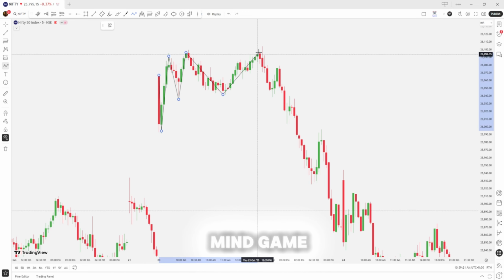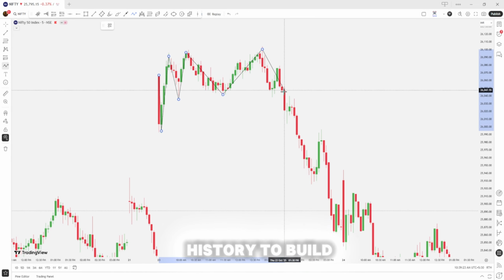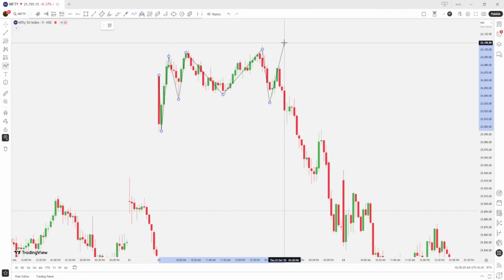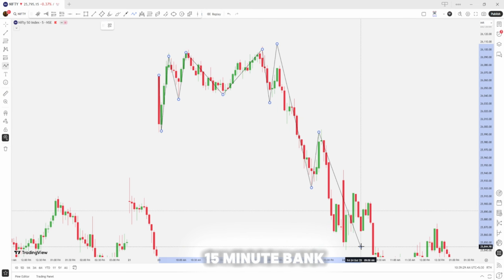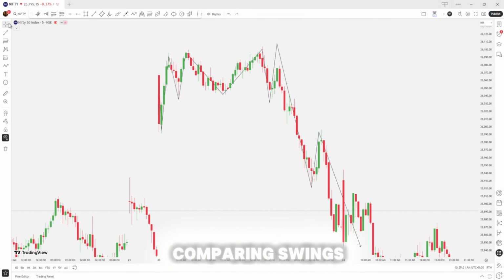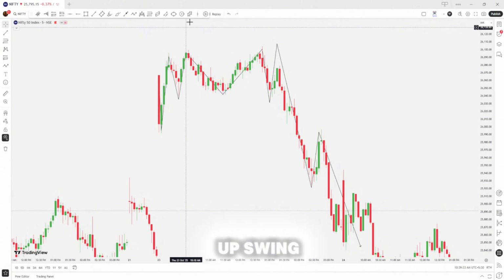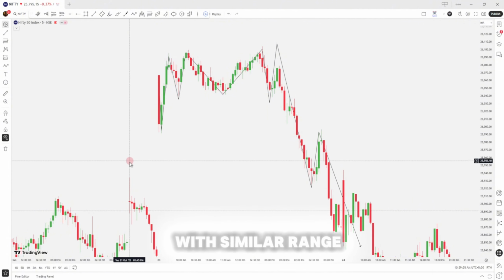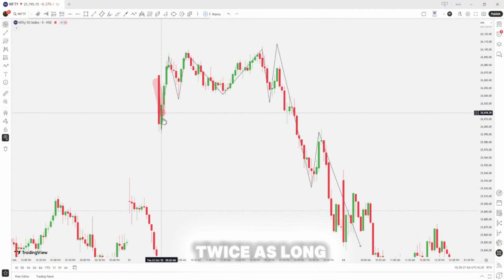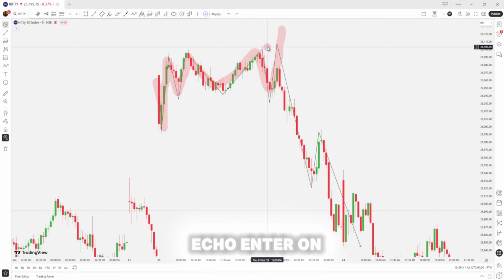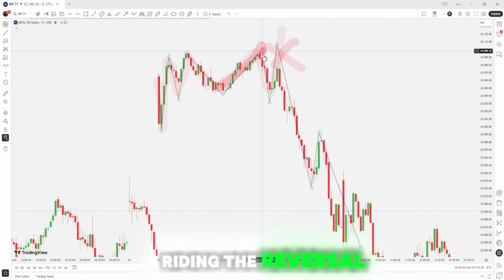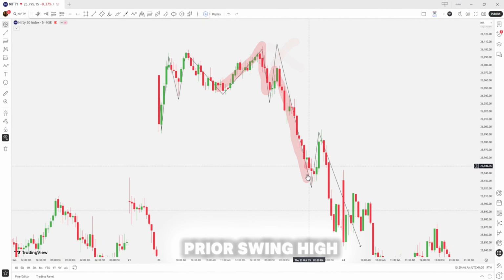Psychologically, it's a mind game. The market replays history to build false confidence, trapping positions before the real narrative unfolds. Spotted on a 15-minute Bank Nifty chart by comparing swings. After a clear upswing, watch for an echoing down candle with similar range, but a wick twice as long, closing in the original direction. That's the false echo. Enter on the close, riding the reversal back toward the prior swing high.